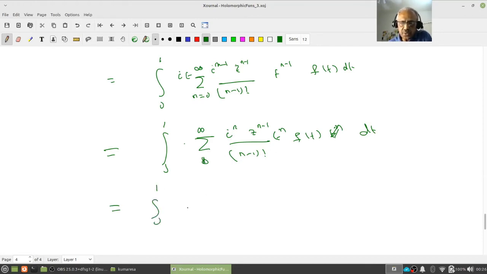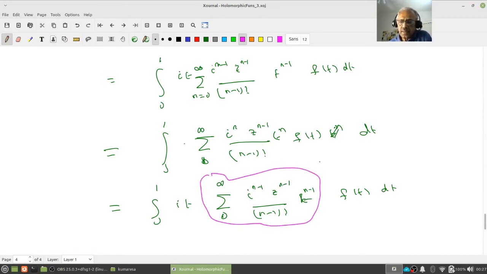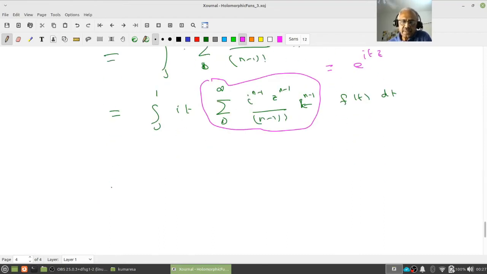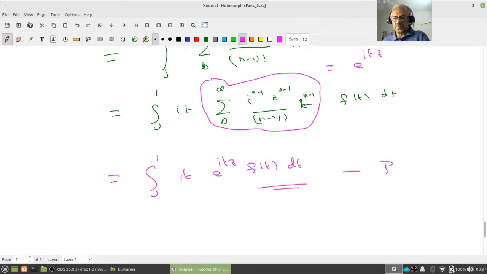Take one i out, one t out. Therefore, it's i t. And now the sum is from 0 to infinity of i to the power n minus 1, z to the power n minus 1 by n minus 1 factorial, and t to the power n minus 1, and f of t dt. But what is this object? This object is e to the power i t z. Therefore, this is nothing else than the integral from 0 to 1 of i t e to the power i t z f of t dt. So this is the second proof.